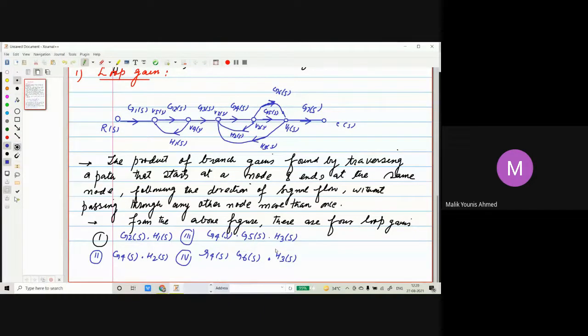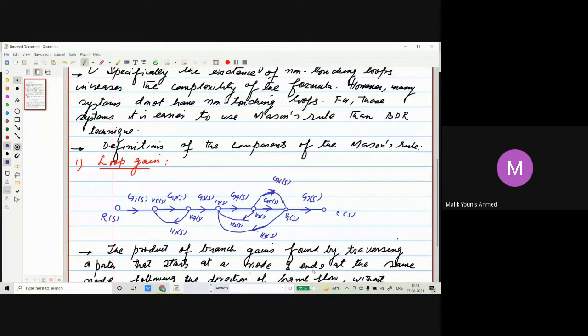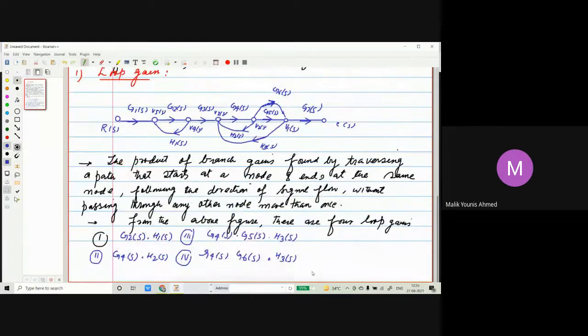So the next definition is forward path gain. Is there any doubt? In this case, is there any doubt? V1, V2, V3, these are voltages. Leave it for the time being, we'll see it later on.